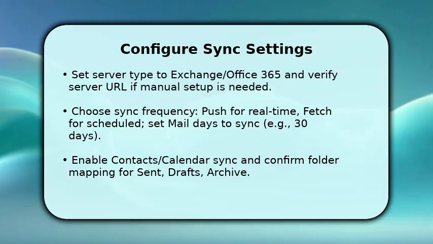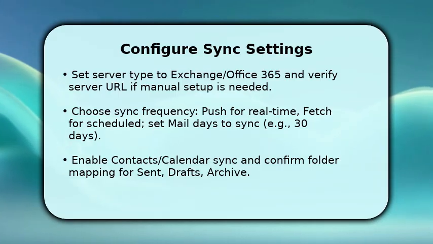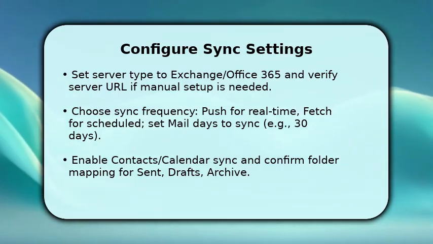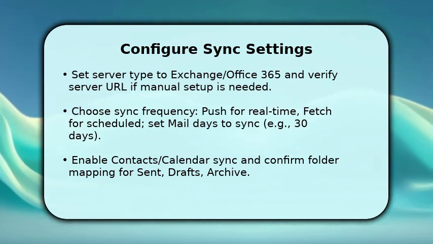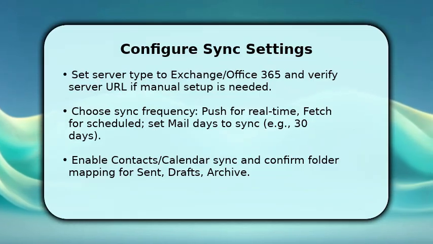Choose Push for real-time updates or Fetch for periodic checks, and set mail retention like 30 days to limit data. Also enable contacts and calendar sync and verify sent, drafts, and archive map to the server folders so changes on one device reflect on the other.